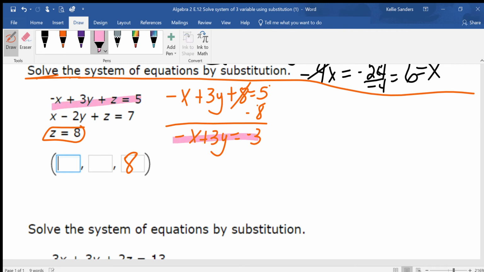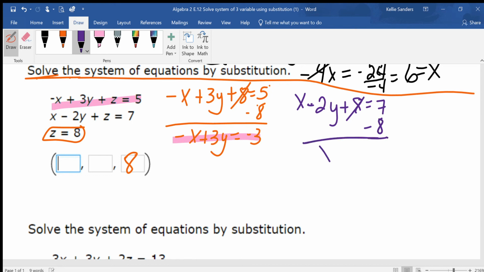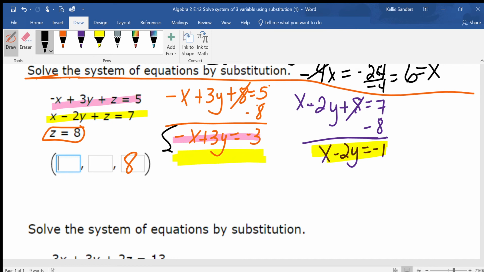That one turned into that one. X minus 2y plus z, which is 8, equals 7. Take the 8 over. X minus 2y equals negative 1. That one became that one. So now I'm going to move this one under here and just look at this. Nothing else matters. So x minus 2y equals negative 1.